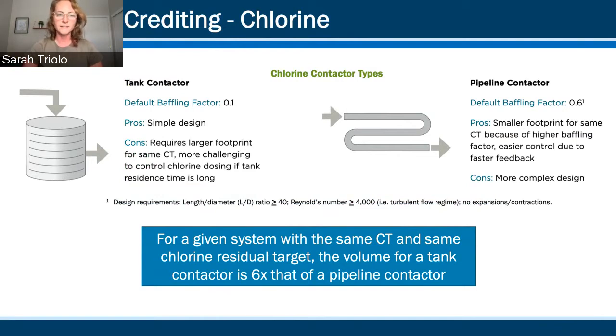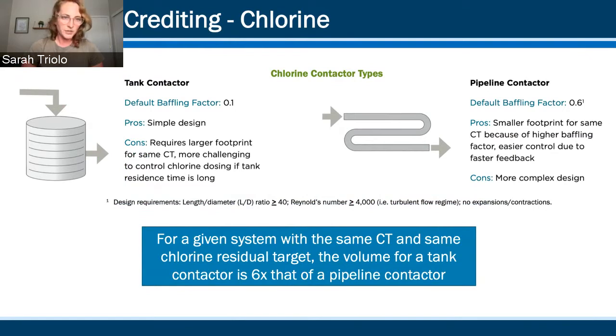What you can see is that the default baffling factor is going to be really low. That's basically because as soon as you put water in the tank, if it's well mixed, you're going to expect some of that water to leave right away. So what does it mean to have a lower default baffling factor? It means that for a given CT, you're probably going to need a larger footprint for this tank, because what the baffling factor does is it reduces your contact time, or makes you need a bigger tank to achieve the same contact time.